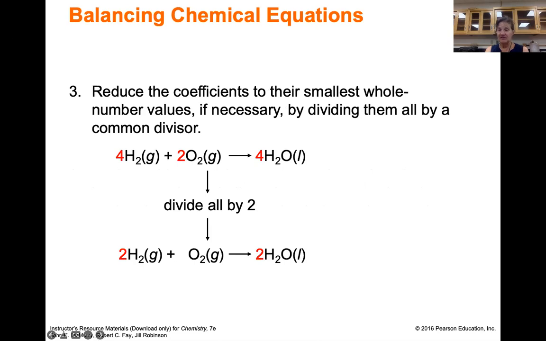And after you do that, then you should have the smallest whole number ratios. So if it's 4 to 2 to 2, or 4 to 2 to 4, you can divide each of those by 2 to get 2 to 1 to 2. So that's the most correct way to balance that equation.